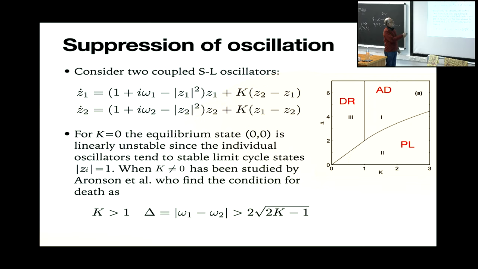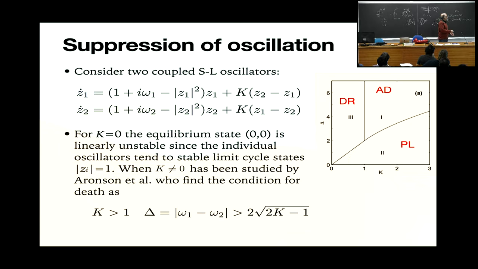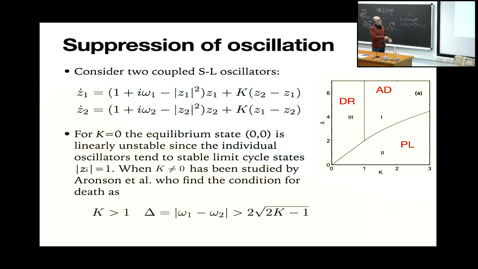What Aronson and company did was to take two Stewart-Landau oscillators and couple them linearly like this, and K is the strength of coupling. Now, when K is equal to zero, the two oscillators are uncorrelated. Zero is unstable, and the oscillators just go to the limit cycle, which depended on beta and mu, both of which are one, so it doesn't matter. So the oscillators tend to stable limit cycle states, Zi equals 1.